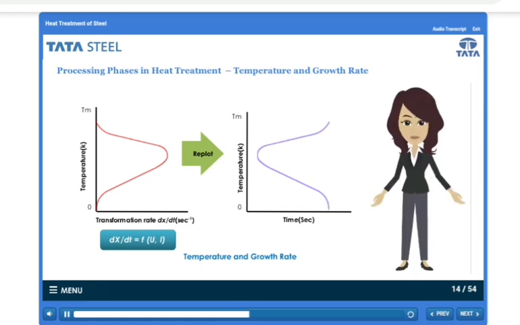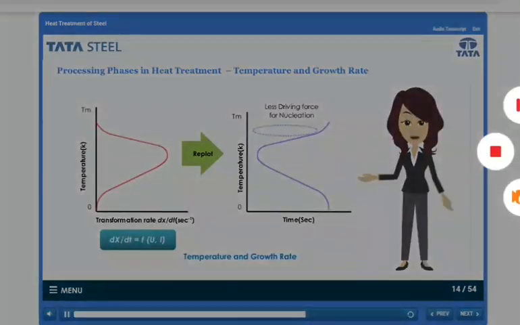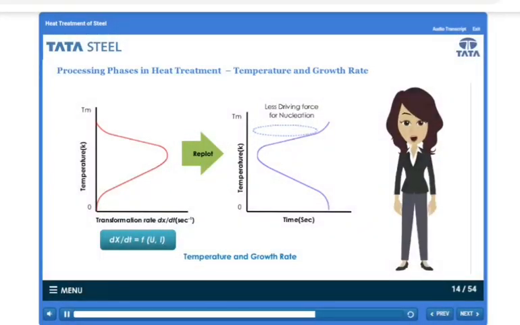At very high temperature, undercooling is very low. Hence, transformation rate would be very slow. At very low temperature, undercooling is high, that is, the driving force for nucleation is high. Due to low temperature, diffusion rate would be very slow, and thus growth would be sluggish. Only at intermediate temperature, both nucleation and growth will be fast or significant. Only there, the transformation rate would be maximum.